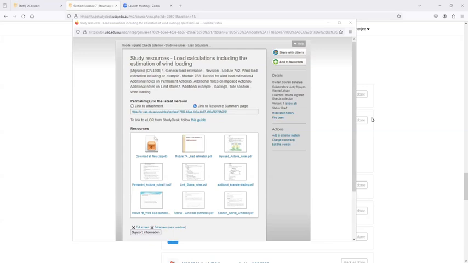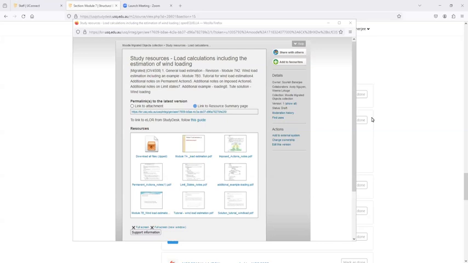Now, what I've done is I've shown, you can see on the screen, what the components of the study resources are. It starts from Module 7A, load estimation. Then you have permanent actions, dead loads, imposed actions, which we have also done in your previous assignment. Then limit state notes, additional example of loading. Now, these are the things you can have a look at.